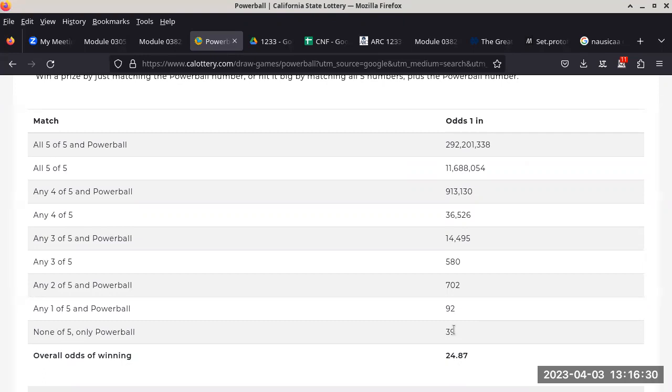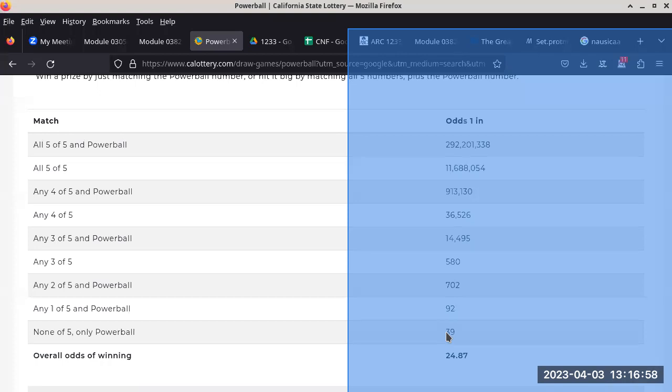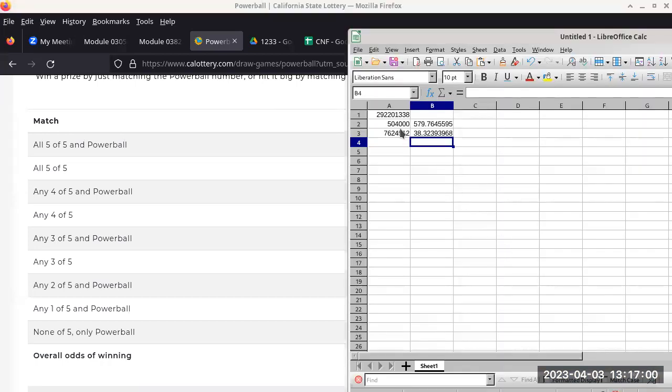Yep. What happens to the overall odds of winning? And how is it affected? Hmm? Yeah. The overall odds of winning. It's of winning any of the things. Yeah. So overall odds of winning is adding the probability of all of these things, basically. Okay, let's try to calculate overall odds of winning using our spreadsheet. Okay, so this is one thing that's great about using a spreadsheet: it is kind of programmable.